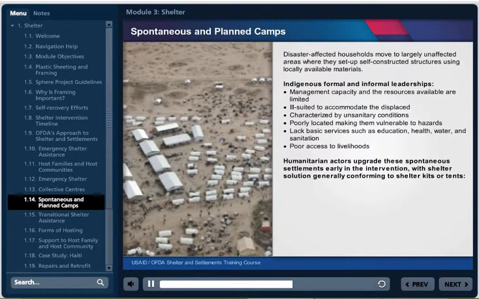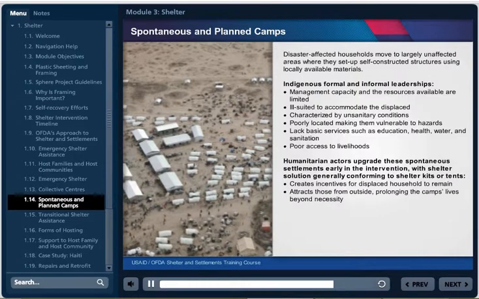Humanitarian actors upgrade these spontaneous settlements early in the intervention, with shelter solutions generally conforming to shelter kits or tents. Unfortunately, the provision of assistance in camp settings will likely create incentives for displaced households to remain and attract those from outside, prolonging the camp's life beyond necessity. From experience, camps can delay the recovery process and can itself become an inadequate long-term settlement.